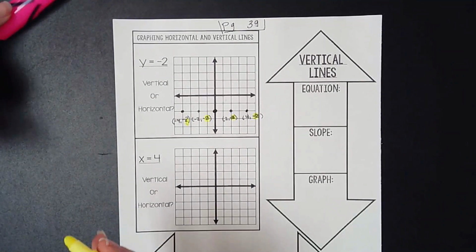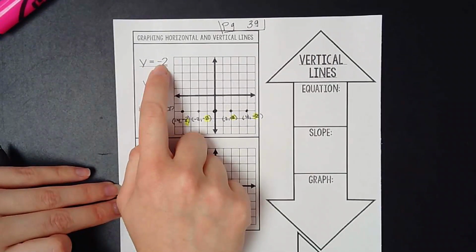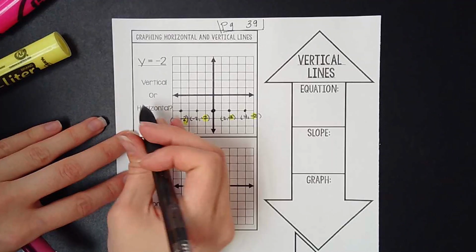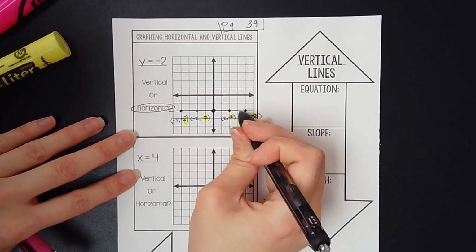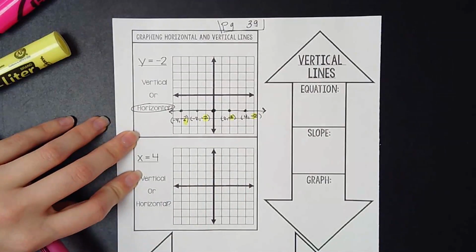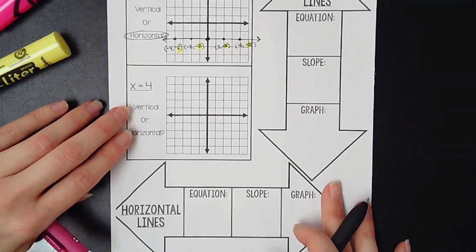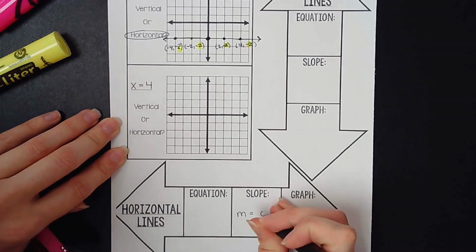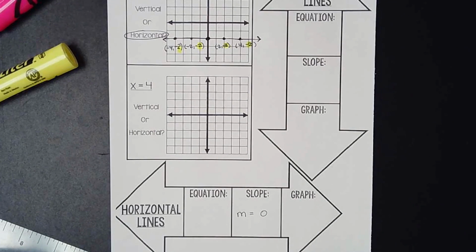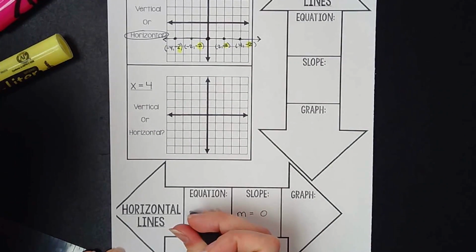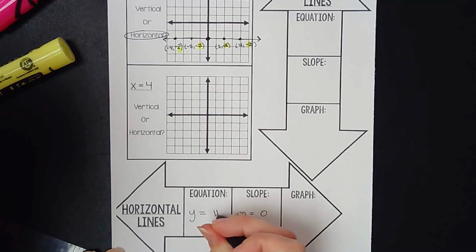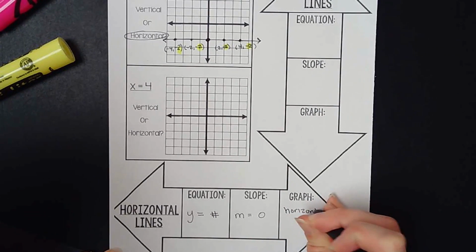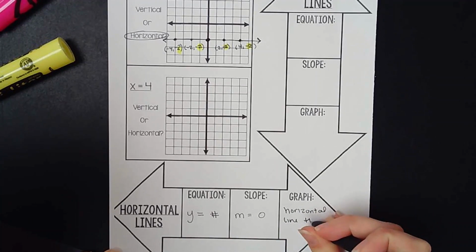So this equation is a y equals equation. This says y is always -2. So if you have an equation that says y equals, this is always going to be a horizontal line. And we know that horizontal lines have a slope of 0. This is true always and forever. Our equation for a horizontal line will always say y equals a number, and our graph will always be a horizontal line that crosses the y-axis.